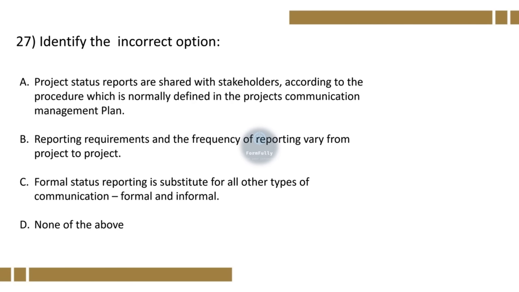Option B, reporting requirements and the frequency of reporting vary from project to project. Option C, formal status reporting is a substitute for all other types of communication, formal and informal. Option D, none of the above. And the correct option is C.